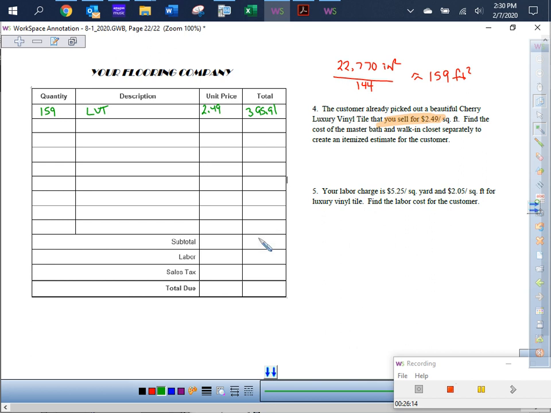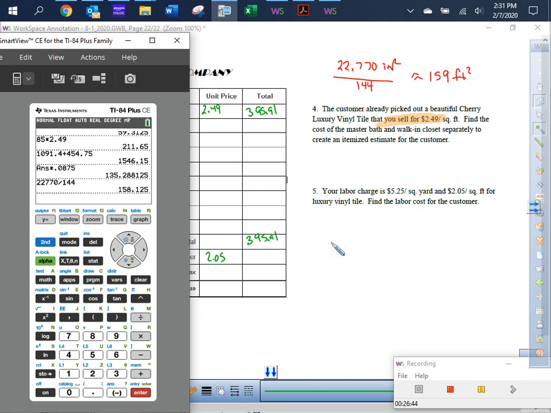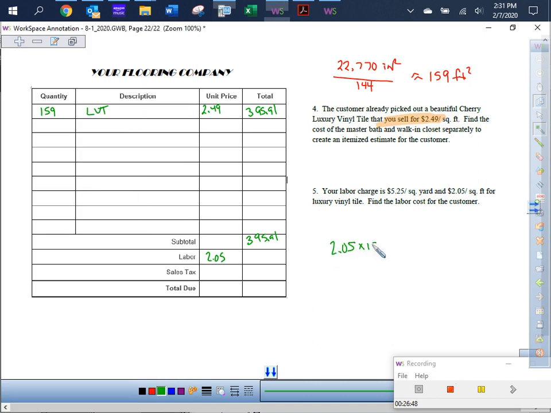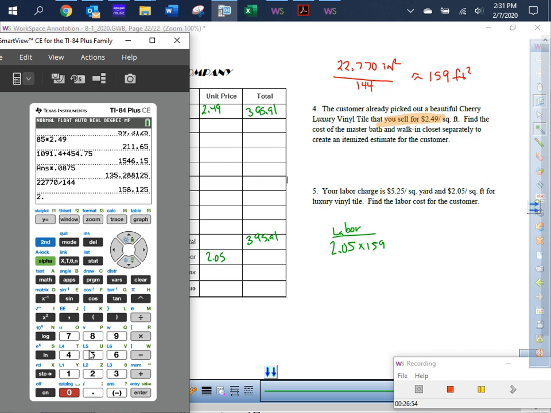And the subtotal, one number, $395.91. Labor, so we have to charge the labor for it. You can do a little scratch work. It's $2.05 if you wanted to put a unit price. We didn't do that before because we had two different ones for carpet and for LVT, but this is just LVT. So $2.05 times our 159. It might be nice to write labor since the question isn't asking us about it, so we organize ourselves. 2.05 times 159 is $325.95.